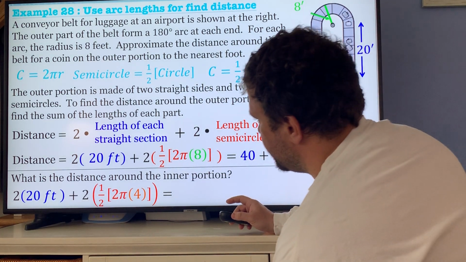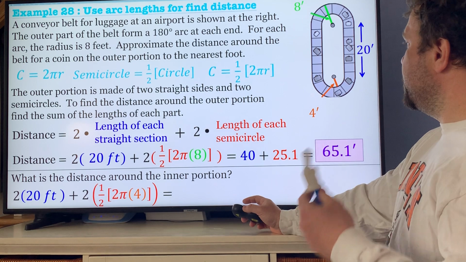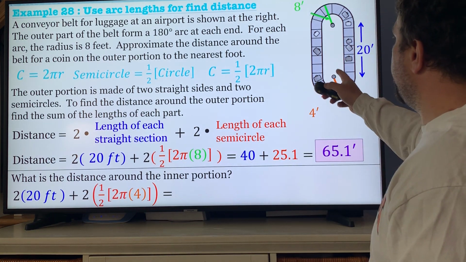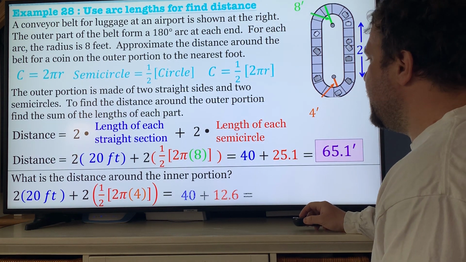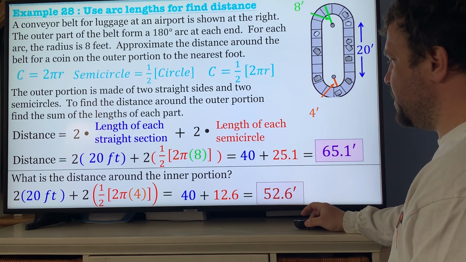All right? And then you're supposed to do this one. I already put the answer up there, though. Whoops. But what you would have done was 2 times 20 times. To find the inner one, you would just use the 4 instead of the 8. And if you did it on your own, you should have got 52.6.